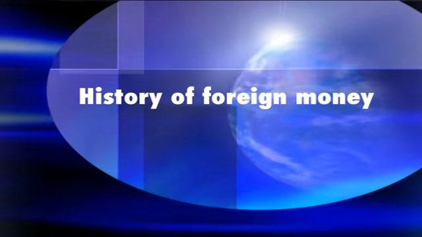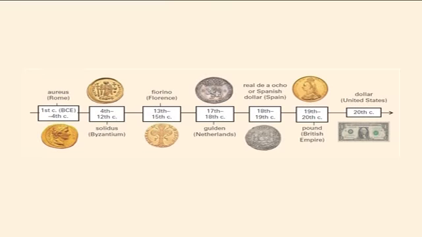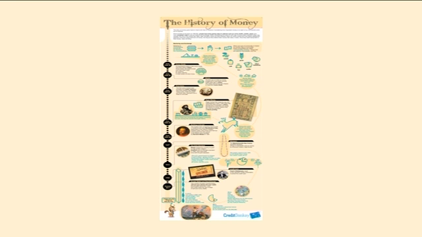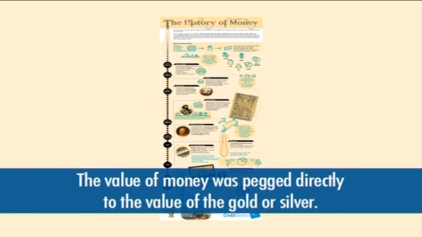History of foreign money. In its classical sense, money is the basis for trading. Since the Bronze Age, precious metals like gold, silver, and other metals have been used as money. Thus, the value of money was pegged directly to the value of the gold or silver.